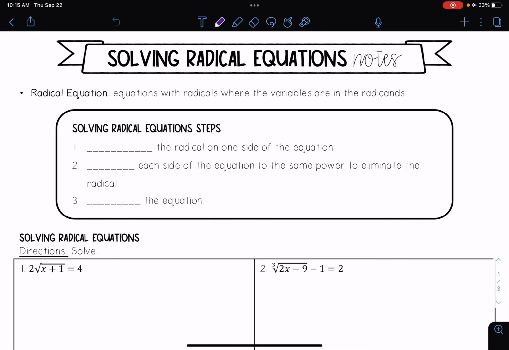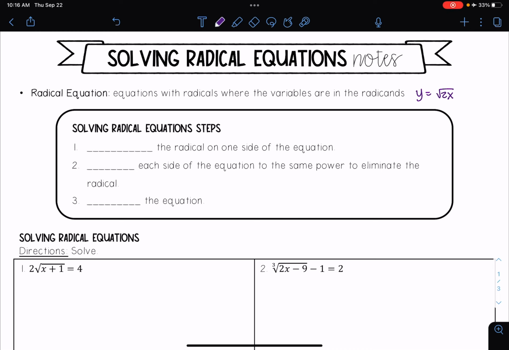Hello everyone, in today's lesson we're going to be talking about solving radical equations. A radical equation is an equation with radicals where the variables are in the radicands. So for example, y is equal to the square root of 2x. My variable x is under the radical sign, so it is in the radicand.